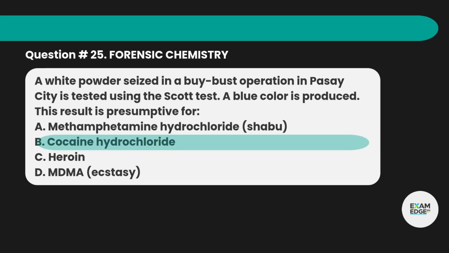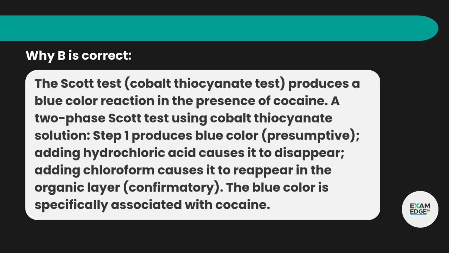Correct answer: B. Cocaine hydrochloride. Why B is correct? The Scott test, the cobalt thiocyanate test, produces a blue color reaction in the presence of cocaine. A two-phase Scott test using cobalt thiocyanate solution: Step 1 produces a blue color, presumptive. Adding hydrochloric acid causes it to disappear. Adding chloroform causes it to reappear in the organic layer, confirmatory. The blue color is specifically associated with cocaine.